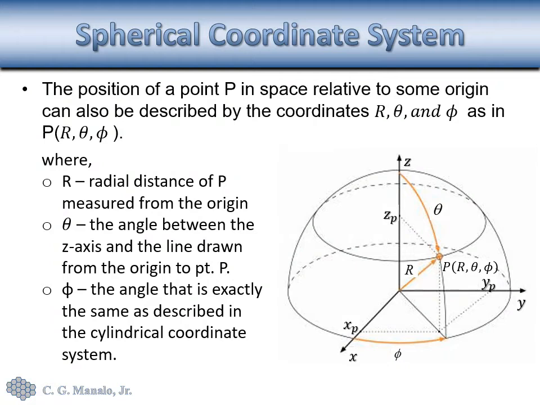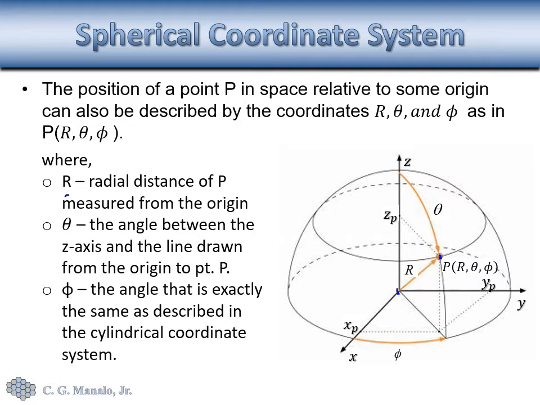A point can also be located using the spherical coordinate system. So let's say again we have a point P here. Now this can be located by three coordinates. So first we have the capital letter R, we call it the radial distance, but this time this is the distance from the origin up to the point P.